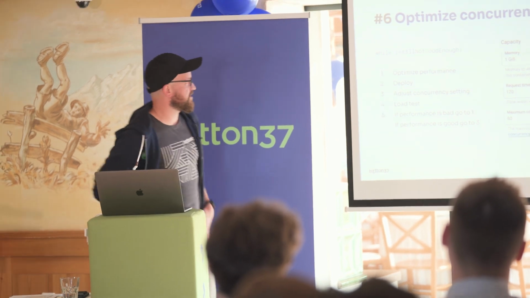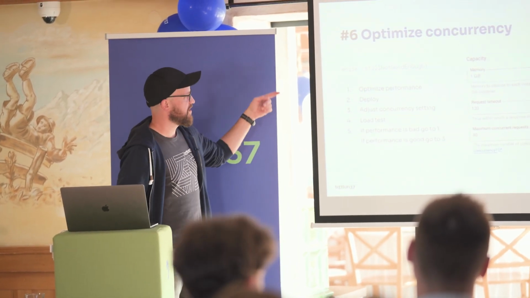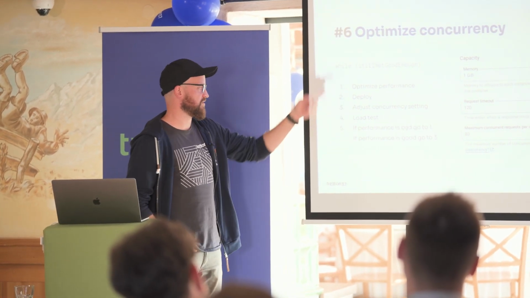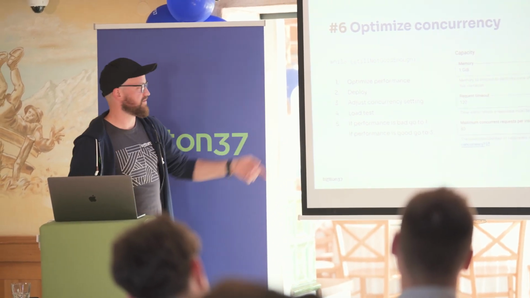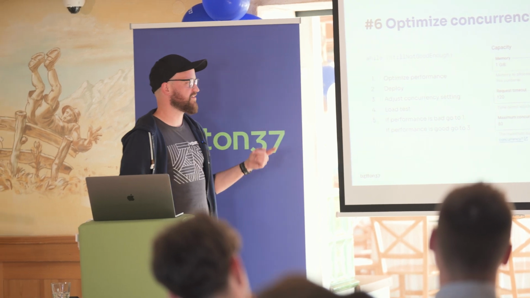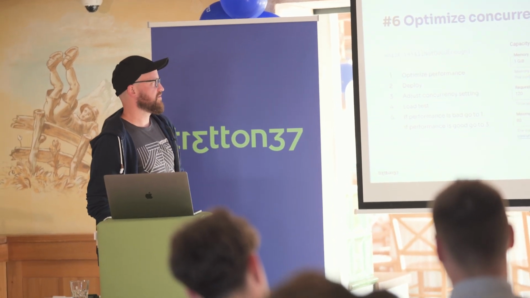So the idea here is that while performance is still not good, you just optimize the performance, deploy, adjust the concurrency settings, load test, and if performance is bad, go to 1. If not, go to 3 and just repeat until you get a good result.